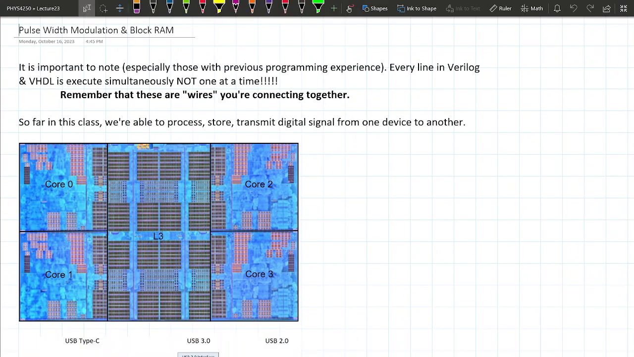Okay, so as usual, this week's lecture is going to be on next week's lab, and next week you're doing pulse width modulation and dealing with block RAM. It sounds really boring, right? But it's basically what an MP3 player or a video player is made of.